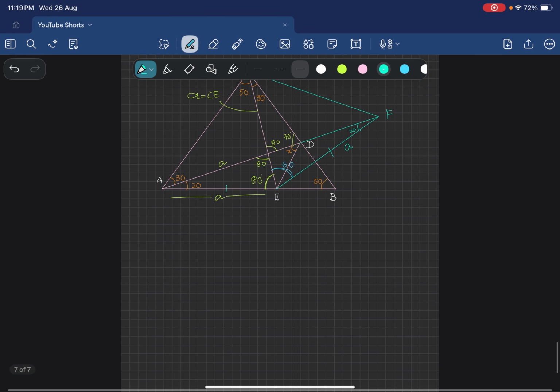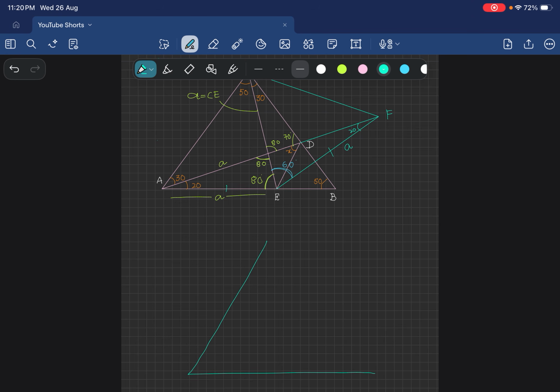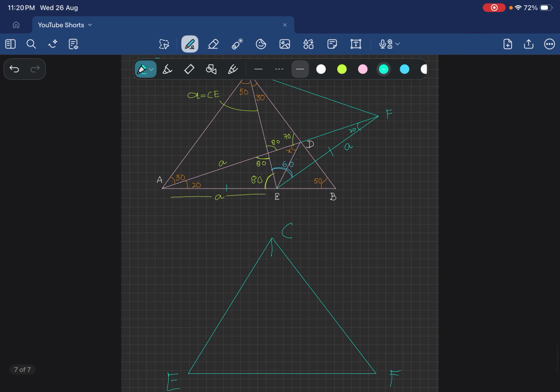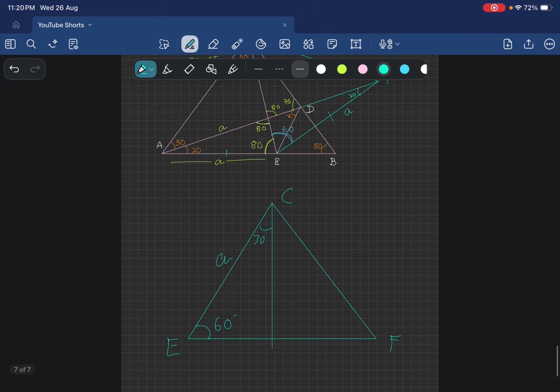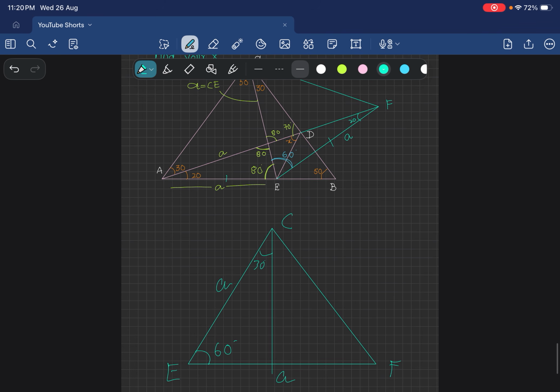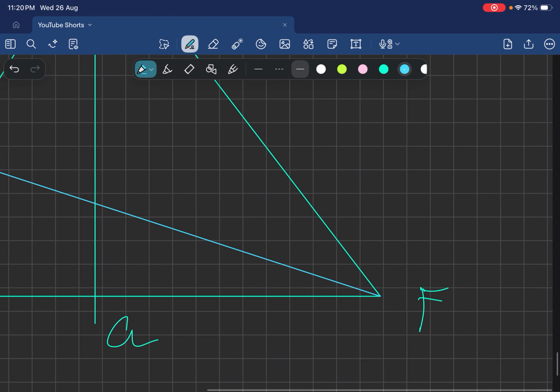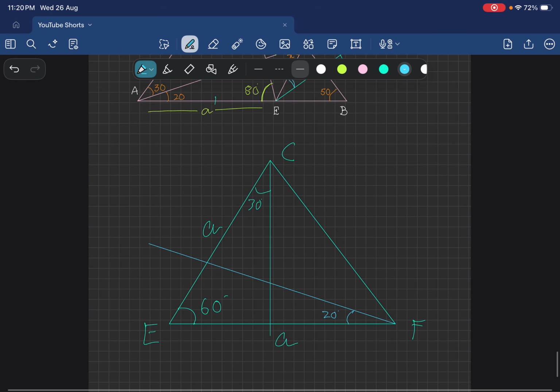So let's look at this triangle in detail. Give me a second so I can draw. We know that this is C, this is E, and this is F, and we can see a line going downward from here, and we know that this is 30, and we know that this is 60, and we know that this side is A, and this is A as well. Okay, and from F there is this line which is going out. So this is the line, and this angle is 20.